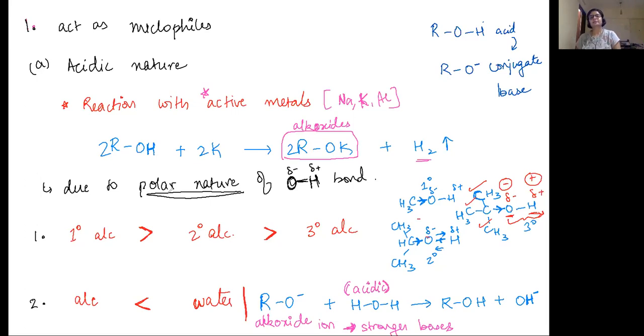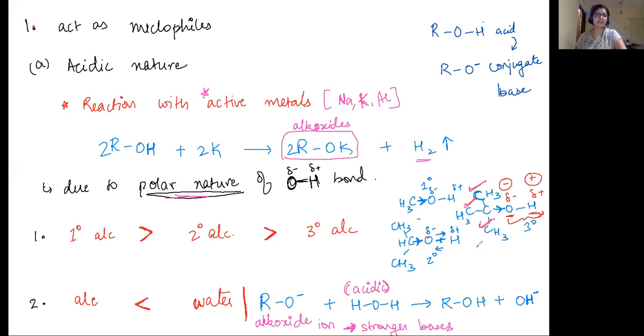Okay, then now the acidic nature of alcohols comes from the polar nature of the OH bond. So whatever increases the polar nature makes it a stronger acid. Whatever decreases the polar nature makes it a weaker acid. So based on that, you can conclude that primary alcohols are the strongest acids, and tertiary alcohols are the weakest acids, because tertiary alcohols have electron donating groups, which makes it a weak acid.